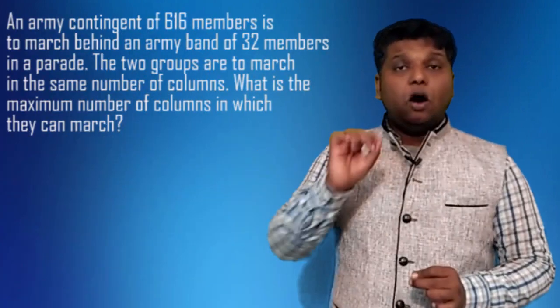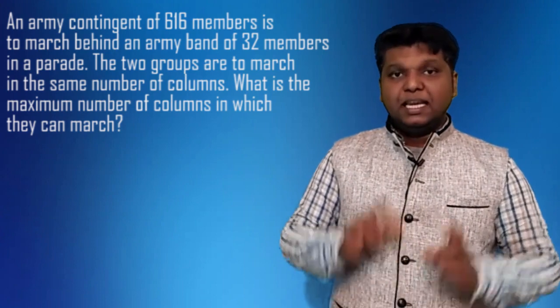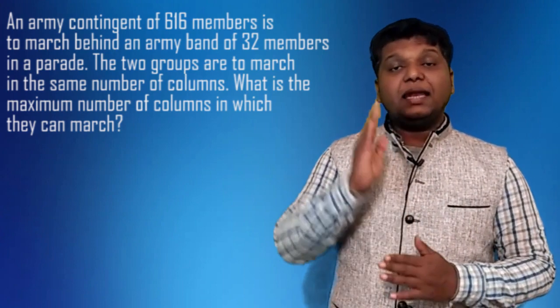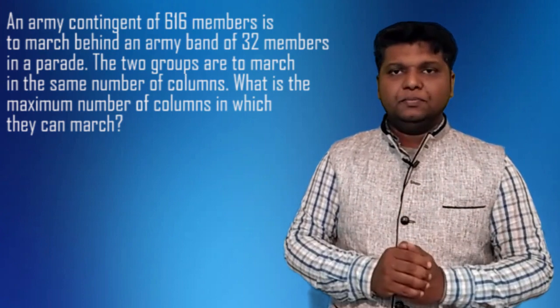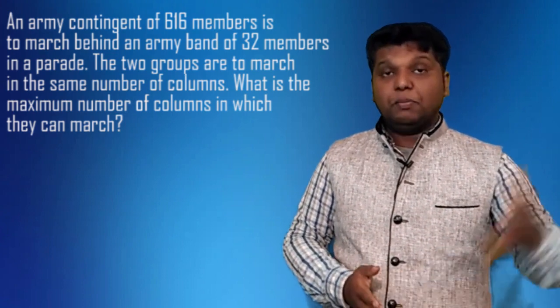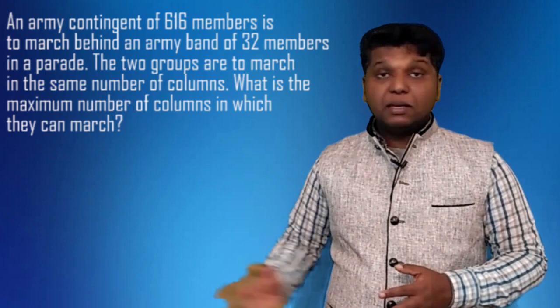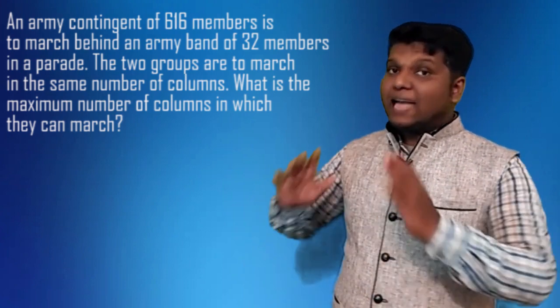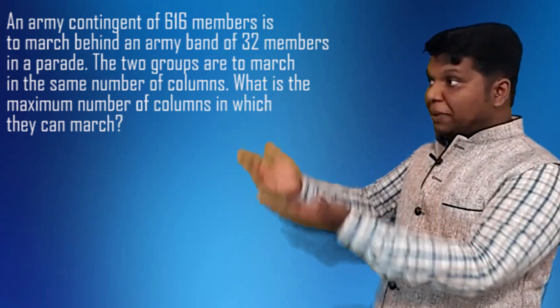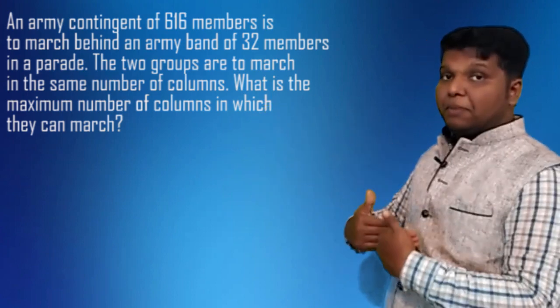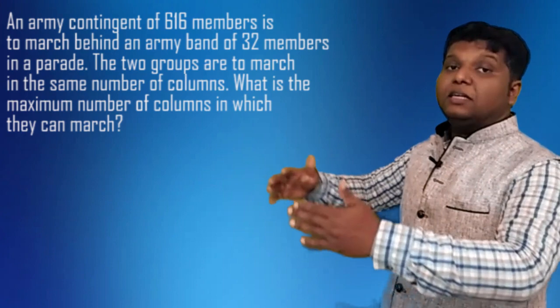Coming to the next question. Here you can see an army contingent of 616 members is to march behind an army band of 32 members in a parade. You might have seen this in Republic Day parades and in Independence Day parades. There is an army band going ahead, and behind the army band, the army contingent has to march.